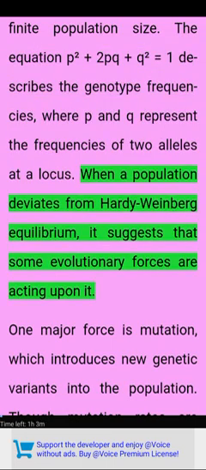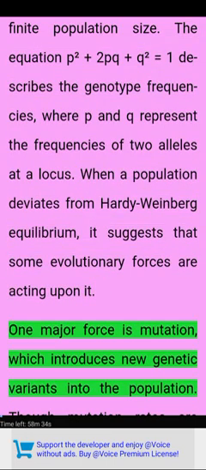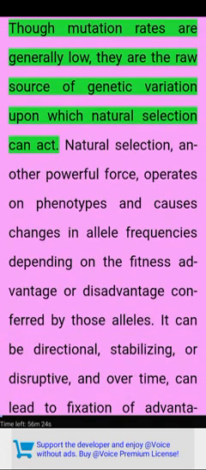When a population deviates from Hardy-Weinberg equilibrium, it suggests that some evolutionary forces are acting upon it. One major force is mutation, which introduces new genetic variants into the population. Though mutation rates are generally low, they are the raw source of genetic variation upon which natural selection can act.